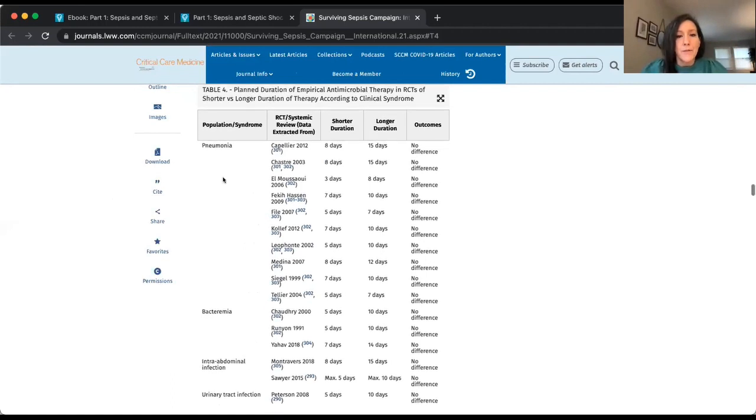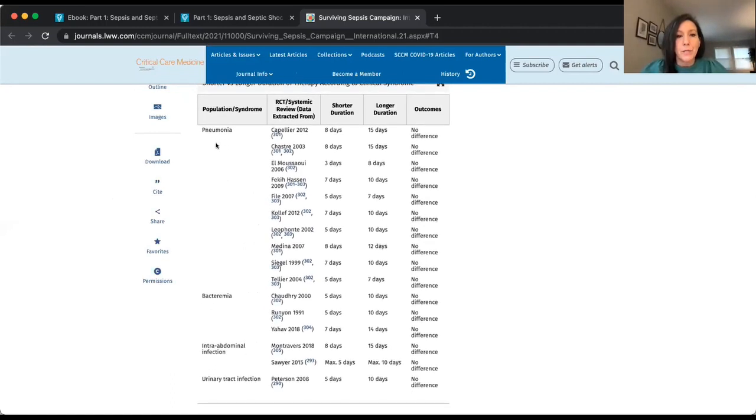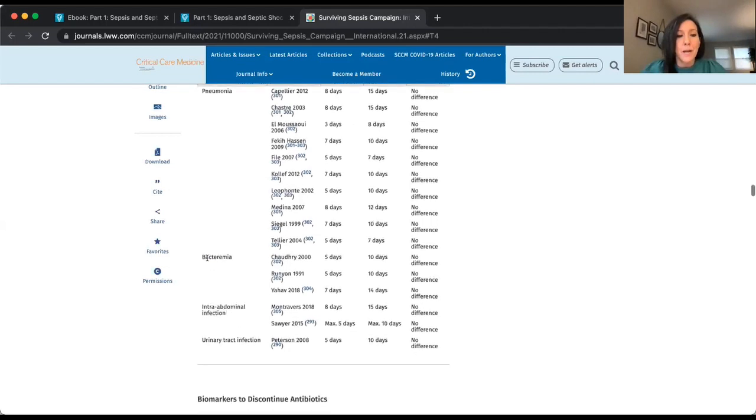So they reviewed all of these articles and showed shorter duration versus longer duration, for example, pneumonia. You have the shorter duration defined as anywhere from 5 to 8 days versus longer, which is 10 to 15 days. And it showed there is no difference. One study suggests that even 3 days of treatment was adequate. Bacteremia, which is what our patient has right now, is 5 to 10 days. 7 to 14 days, or 8 to 15 days for an intra-abdominal infection. And then UTI says 5 to 10 days.